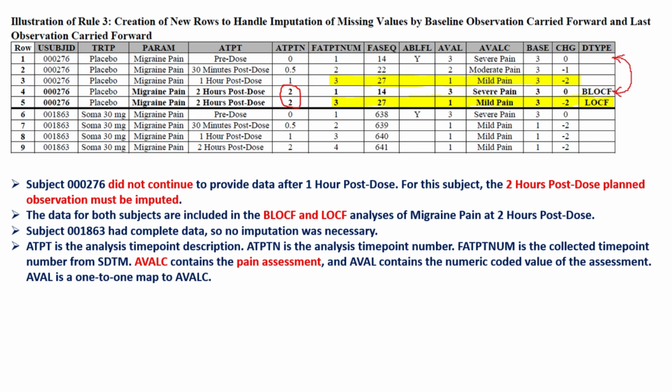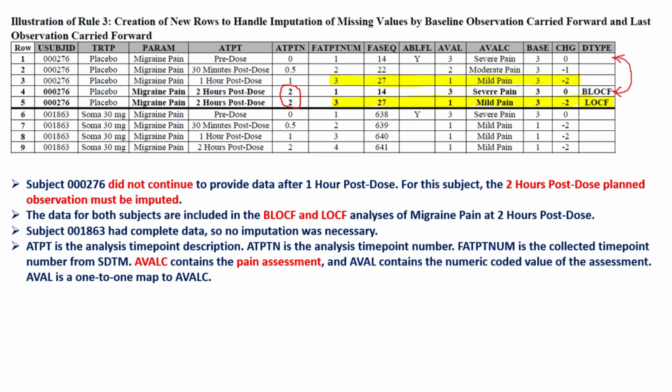This slide contains an example of some of the columns in a dataset supporting analysis of a two-period crossover study. Subject 000276 did not continue to provide data after 1 hour post-dose. For this subject, the 2 hours post-dose planned observation must be imputed. The data for both subjects are included in the BOCF and LOCF analyses of migraine pain at 2 hours post-dose. Subject 001863 had complete data, so no imputation was necessary.